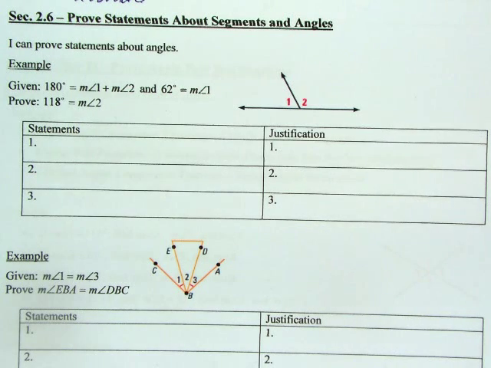This is section 2.6, and today we're going to talk a little bit more about doing some proofs, only these ones are going to be about angles. Up until now you've really focused on segments and using the same types of steps for proofs. We're just going to do these today but with angles.